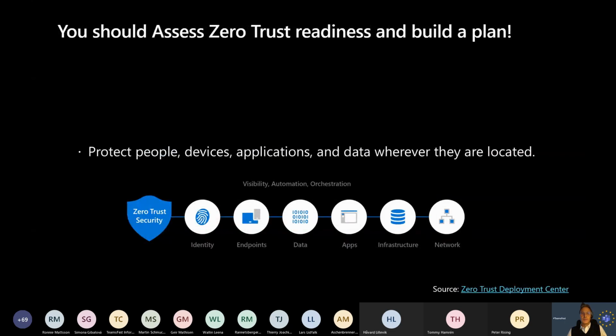So where should we start? Well, you have to ensure that you protect people, devices, applications, and data wherever they are located. This is the core of Zero Trust. Instead of believing everything behind the corporate firewall is safe, the Zero Trust model assumes breach and verifies each request as though it originated from an uncontrolled network. Regardless of where the request originates or what resource it accesses, the Zero Trust model teaches us to never trust, always verify.